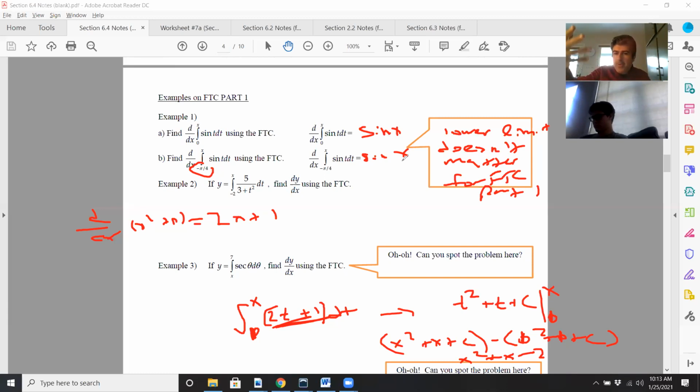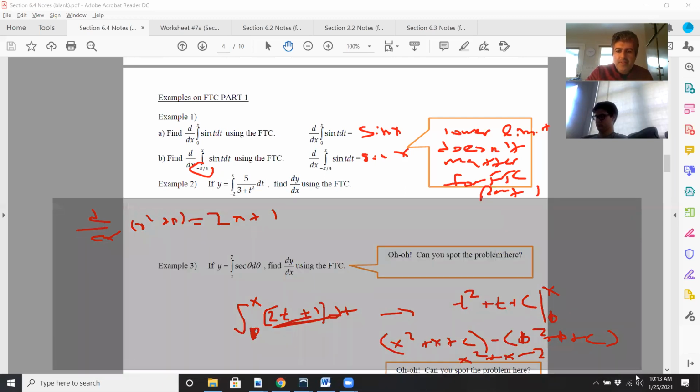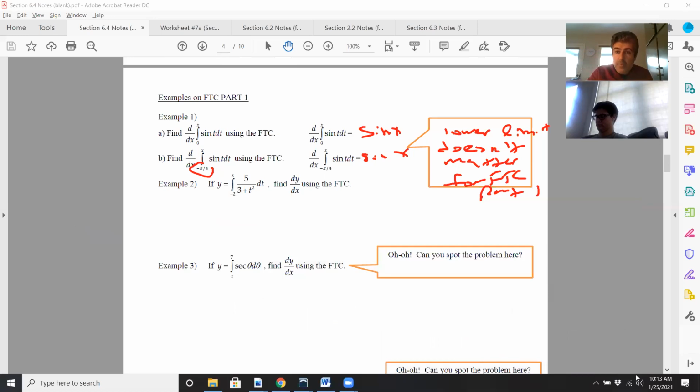Plug in your upper limit, just x, so it's in terms of x. Plug in the lower limit, whatever number you want to choose. Work it out, then do the derivative. You get back to the original thing, and whatever constant you have would just go away. So it doesn't matter. We just neglect it. We don't worry about it. And again, I'm going to talk more about this with you guys tomorrow as well to really drive this home.